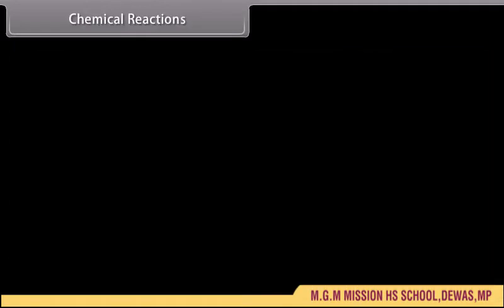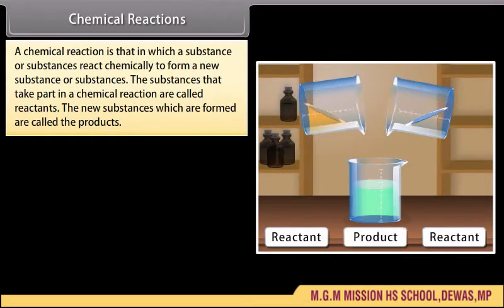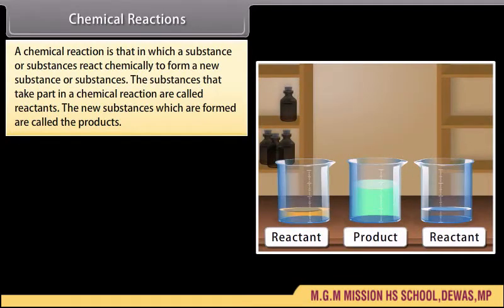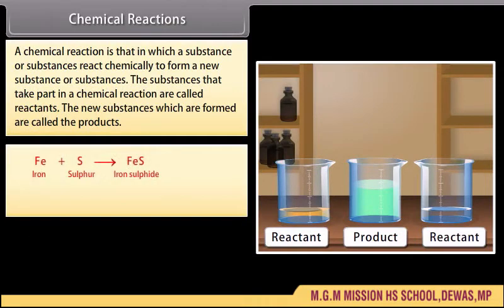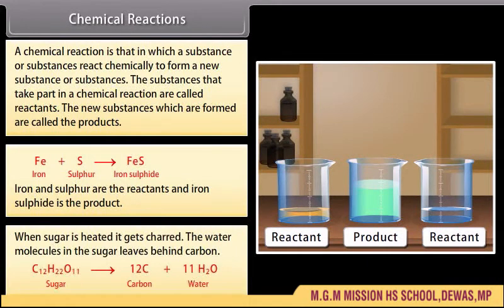Chemical reactions. A chemical reaction is that in which a substance or substances react chemically to form a new substance or substances. The substances that take part in a chemical reaction are called reactants. The new substances which are formed are called the products. Iron plus sulfur gives iron sulfide. Iron and sulfur are the reactants and iron sulfide is the product. When sugar is heated, it gets charred. The water molecules in the sugar leave behind carbon.